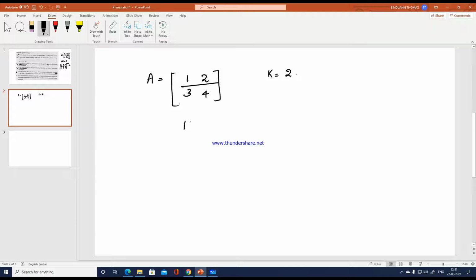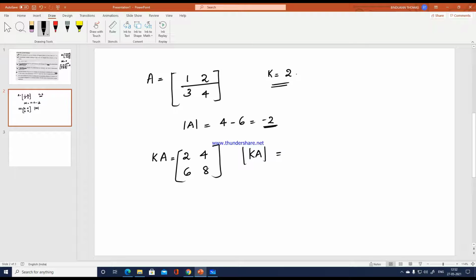Now let's take the determinant of A. That will be 4 minus 6, we get minus 2. If I multiply the constant k, that is the scalar value 2, to each of the elements of this matrix, I'll get 2, 4, 6 and 8. So this will be my new matrix. Now if I find the determinant of this particular matrix, it will be 16 minus 24. That will be minus 8.